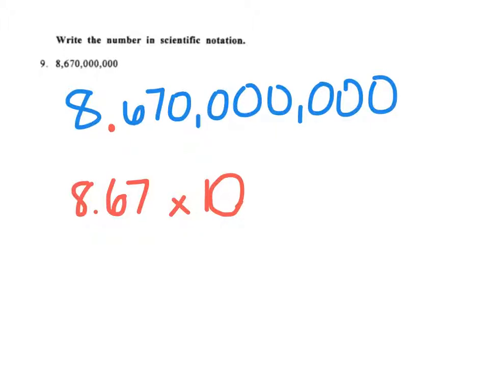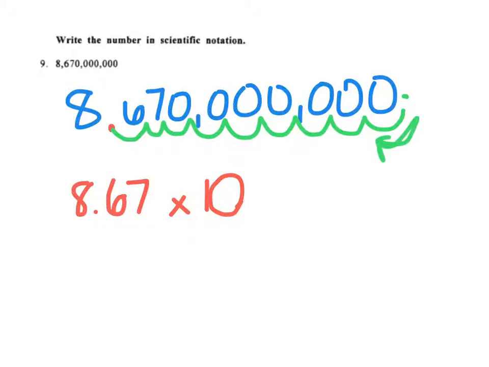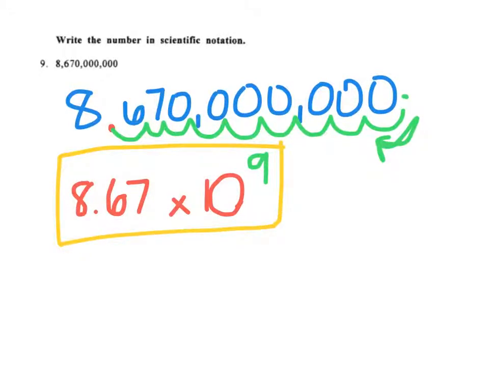And we need to count how many spots we moved our decimal. We'll move it 1, 2, 3, 4, 5, 6, 7, 8, 9. So I moved it 9 spots from its original location. I guess technically my loop should have gone this way, but it doesn't matter. Since it's a really big number, we're going to have 10 to the power of a positive 9. If it was a really small number, your 9 would be negative instead of positive.